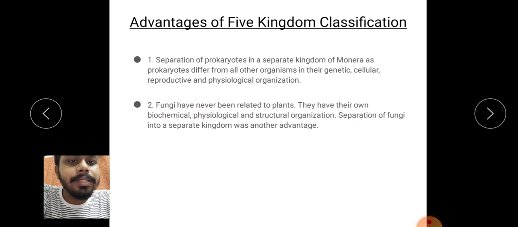And the next advantage is the introduction of fungi. Fungi have never been related to plants. They have their own biochemical, physiological and structural organization. Separation of fungi into a separate kingdom was another advantage. In the three kingdom system there were Protista, Plantae and Animalia, but in the five kingdom classification there are five groups: Monera, Protista, Fungi, Plantae and Animalia. So the advantage is adding Monera, with all the prokaryotes present in Monera, and introducing the fungi in a different kingdom. Okay, so these are the advantages.